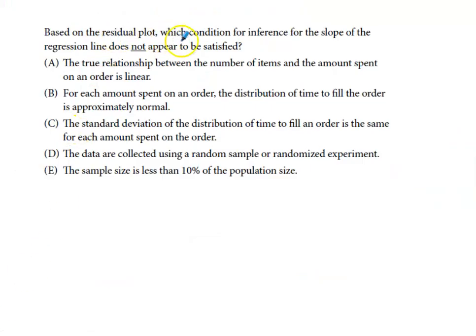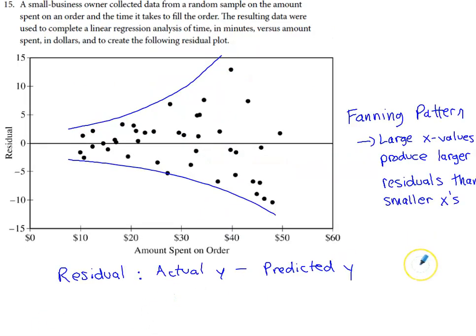Based on the residual plot, which condition for inference for the slope of the regression line does not appear to be satisfied? So when you perform inference on the slope of a population least square regression line, there are really 5 conditions that need to be established.